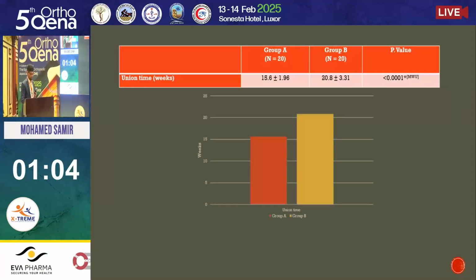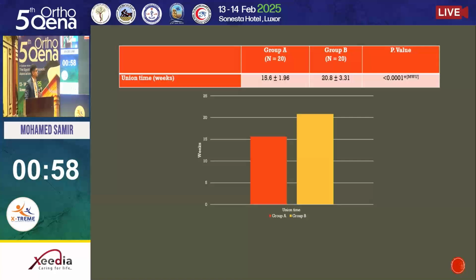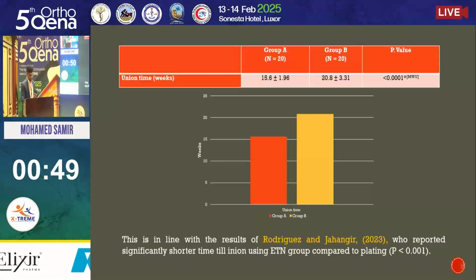Union time: in Group A, union time was 15 weeks on average, and in Group B, 20 weeks on average. This was similar to Rodriguez and Jahangir 2023.